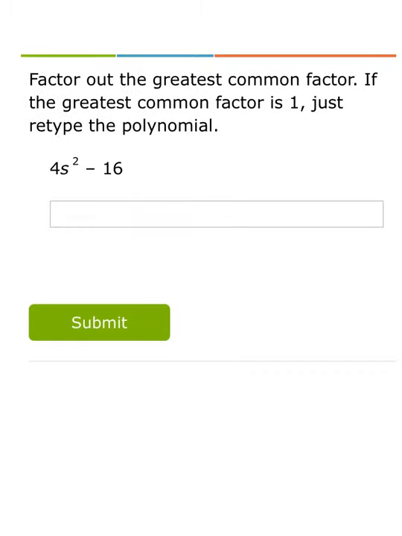Okay, here's another example. So we need to find the greatest common factor of 4s squared minus 16. Well, I know that 4 would be the greatest number that would go into 4 and 16. And even though the first term has an s as the variable, 16 doesn't have an s at all. So my greatest common factor would just have to be 4. So let's go ahead and divide both of these terms by 4.